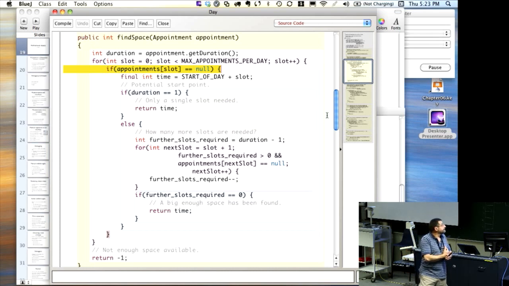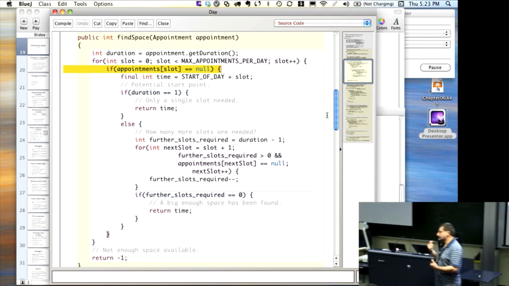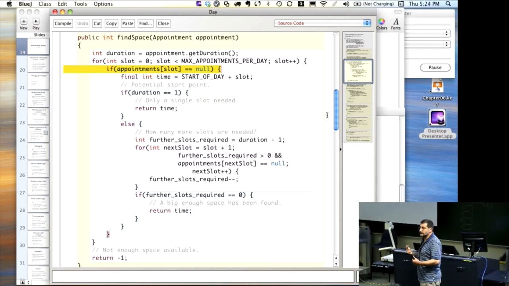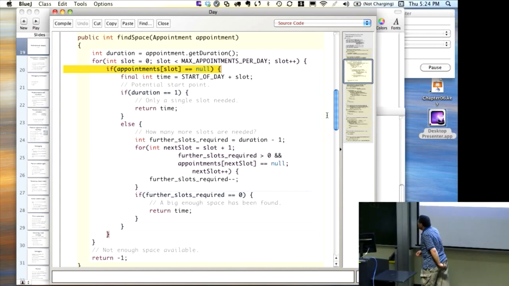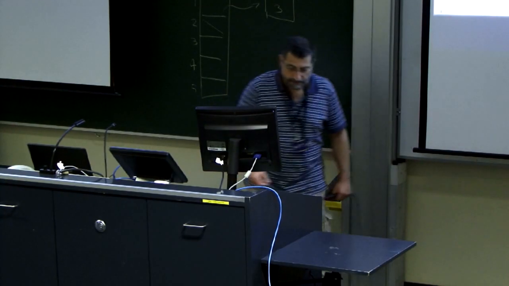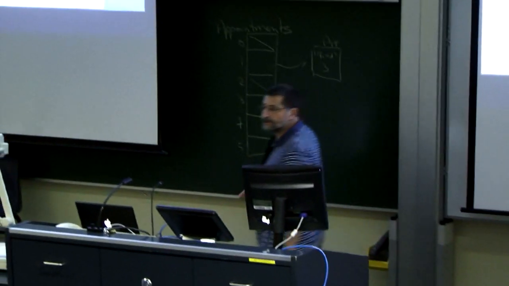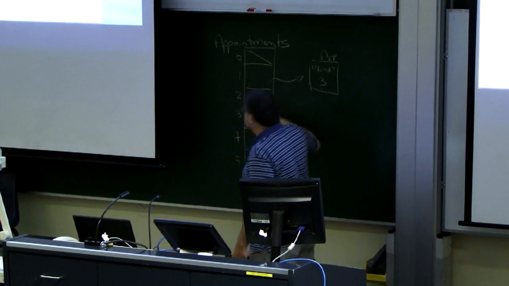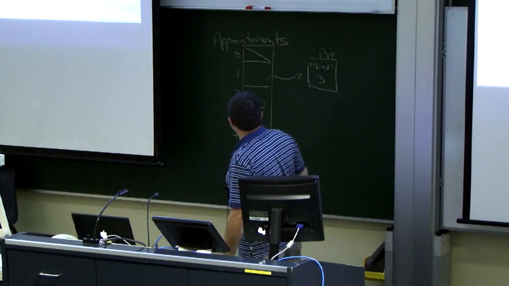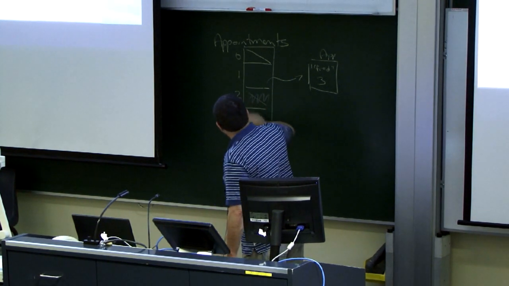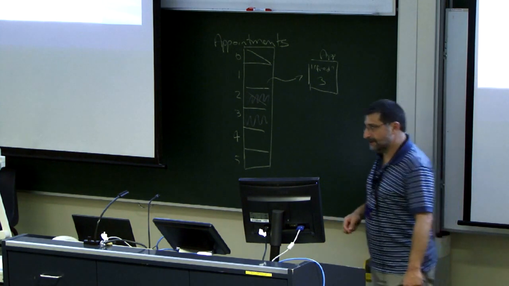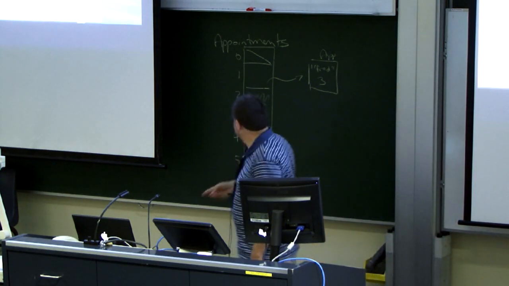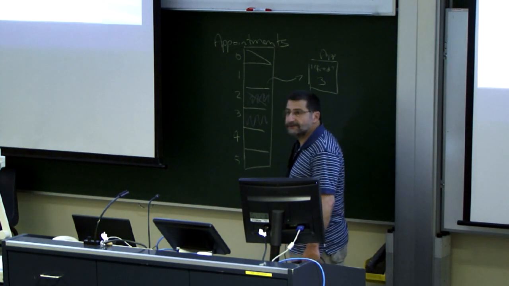All right, so the next part is more complicated. It is intended to deal with appointments that are longer than 1 hour. So you have to remember that when we have an appointment that's longer than an hour, each slot represents 1 hour. So say a 2-hour appointment, we fill in 2 slots. Okay? So if we want to find a 3-hour appointment, we have to find 3 consecutive empty slots.